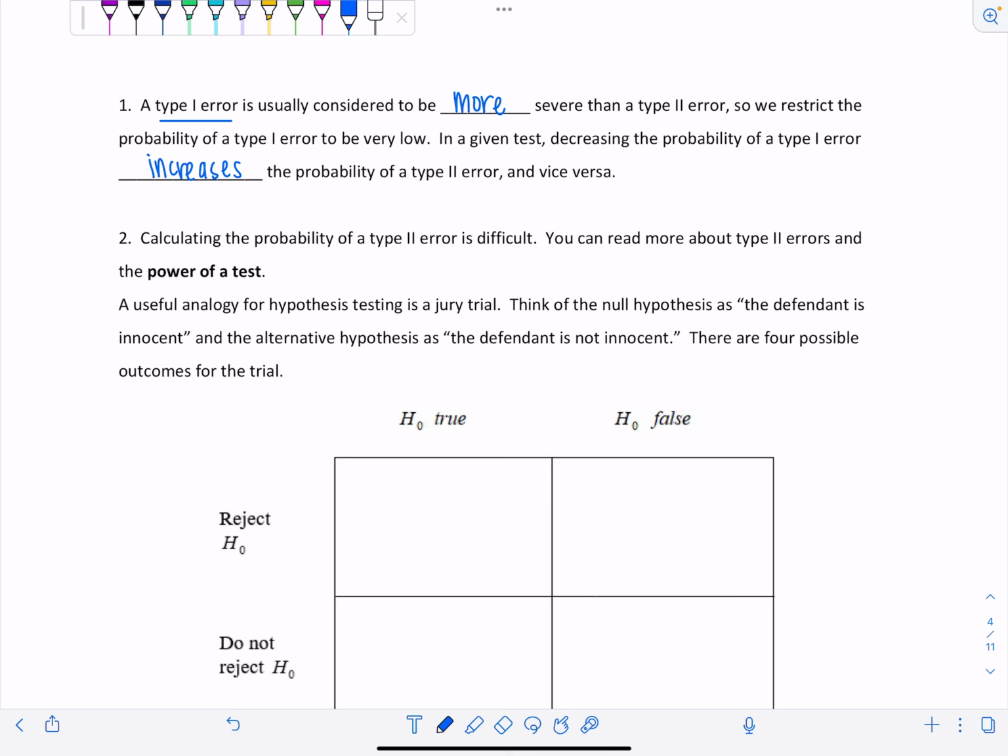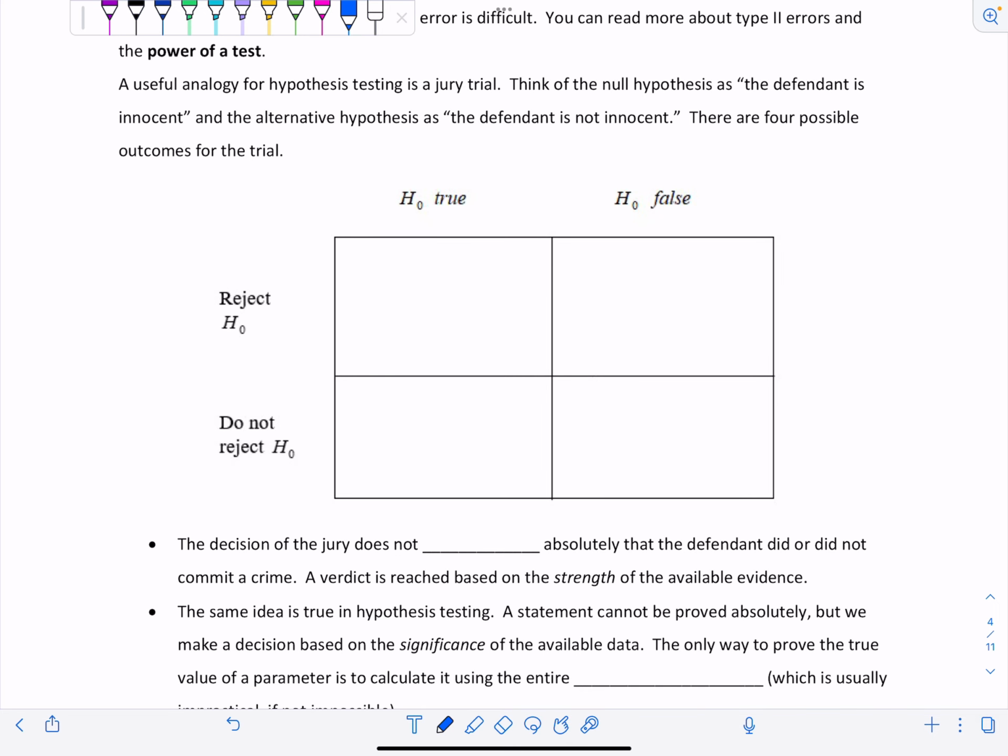Okay? So to help drive this point home, a useful analogy for hypothesis testing and the errors is a jury trial. There's a spicy jury trial this summer, so maybe you're tuned into that. Think of the null hypothesis as the defendant is innocent, and the alternative hypothesis as the defendant is not innocent. There are 4 outcomes. Let's write it out. H naught, the null, is that the defendant is innocent. And the alternative is that the defendant is not innocent.